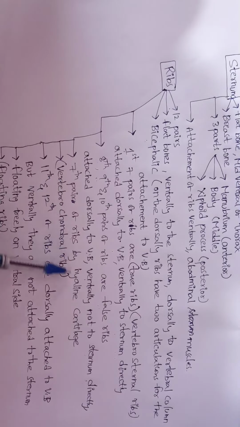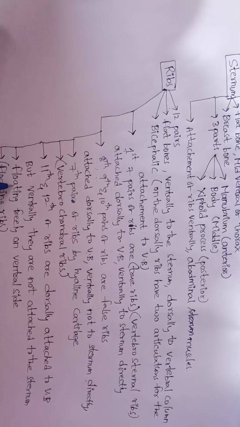Next, the last pairs, that is the 11th and 12th pairs of ribs, are dorsally attached to the vertebral column, but ventrally they are not attached to the sternum. Hence these are called floating ribs, because these 11th and 12th pairs of ribs float freely on the ventral side.